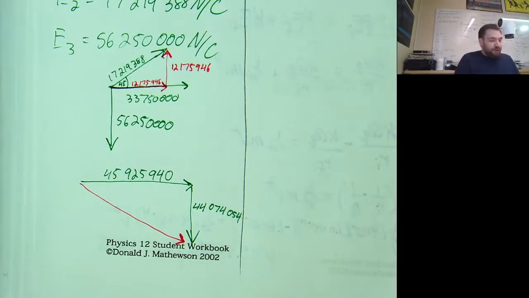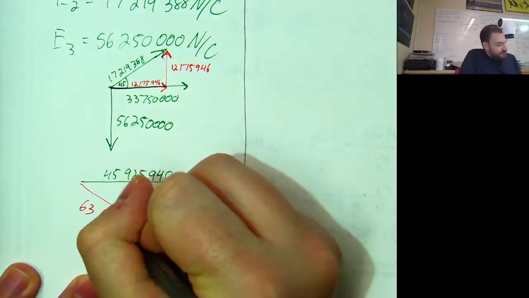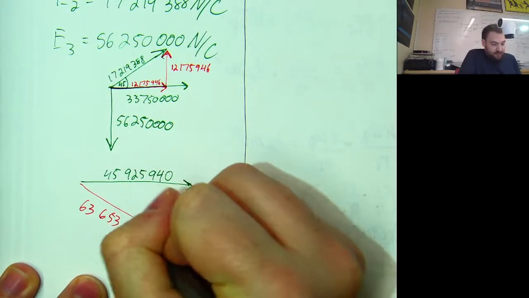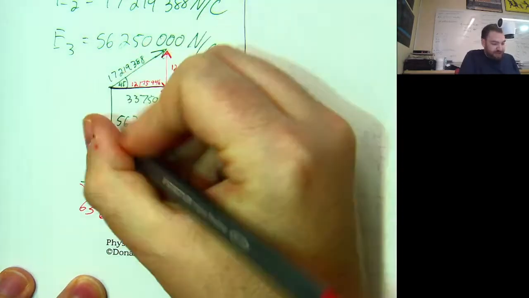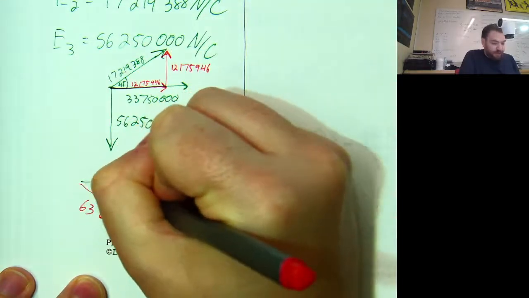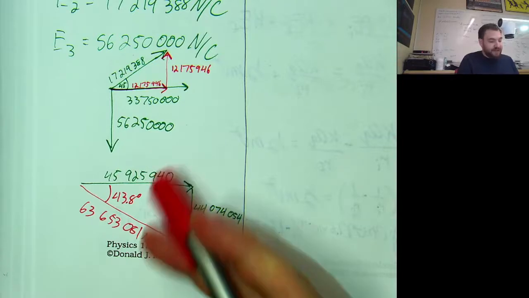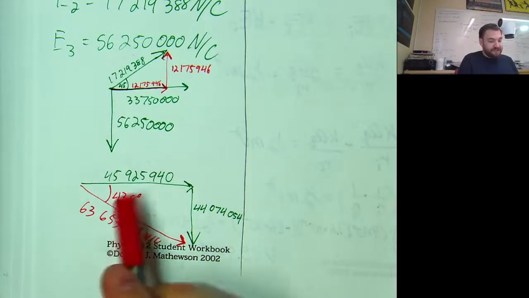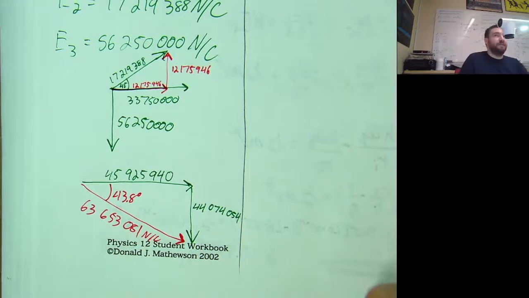So the value you're looking for here is 63,653,081 newtons per coulomb, and the direction here is 43.8 degrees. Yeah, just use tan. Because this guy's to the right, that guy's down. Those are the values you're looking for, the electric field.